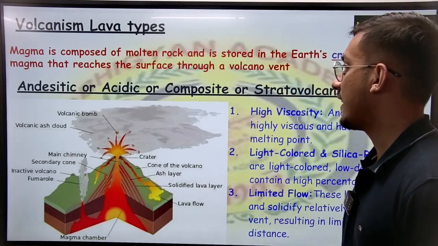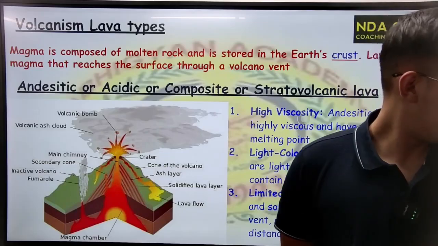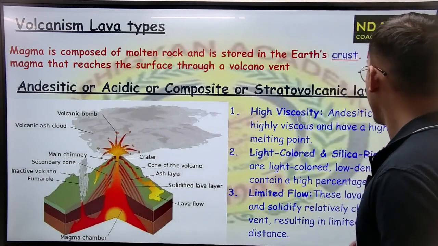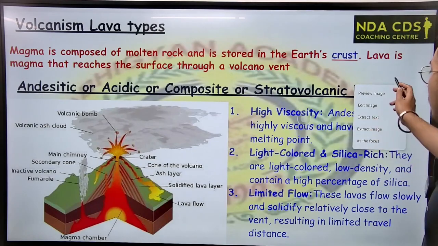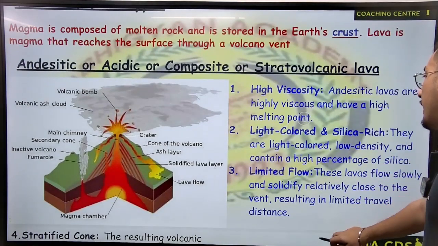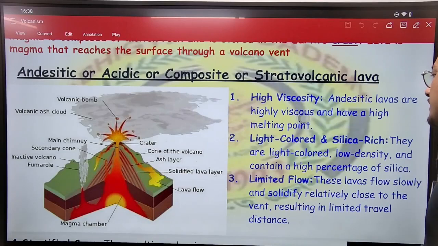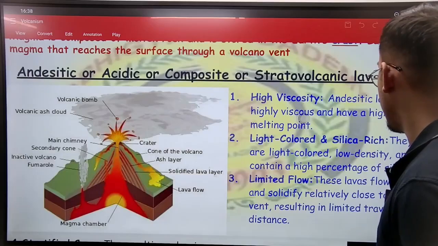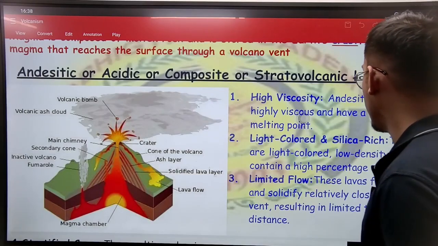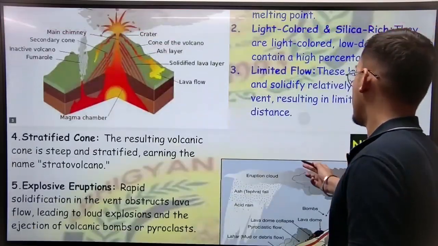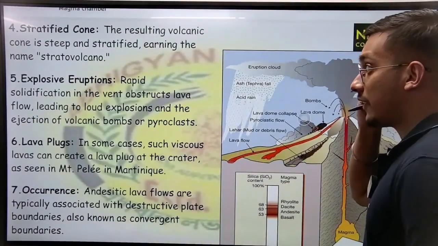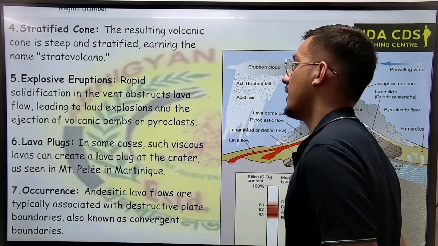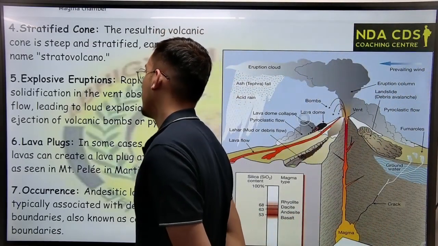Now we have acidic, andesitic, or composite lava. So it is nothing but high viscous and high melting point lava. They are light colored, they have low density and contain a high percentage of silica, limited flow. These lavas flow slowly and solidify relatively close to the vent, resulting in limited travel distance. Stratified cone. The resulting volcanic cone is steep and stratified, earning the name stratovolcano.